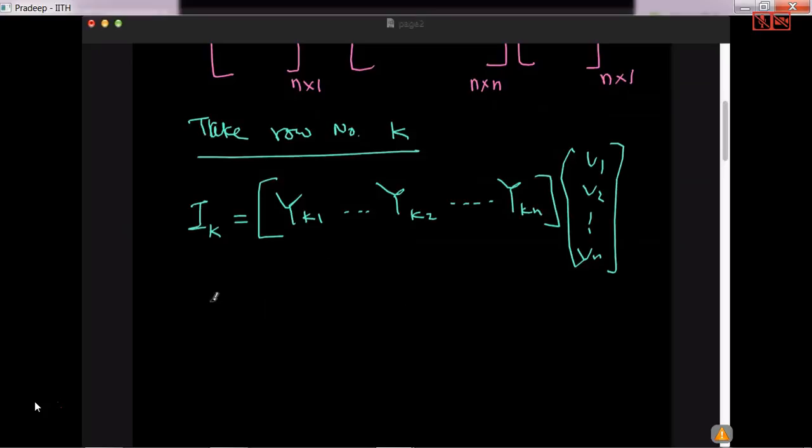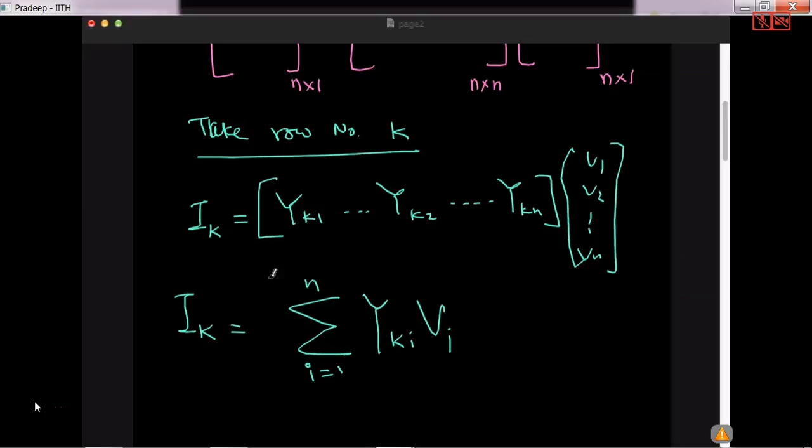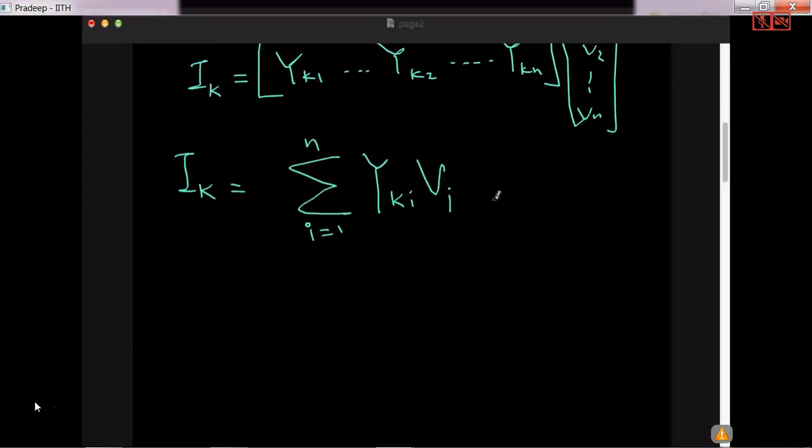Or in other words, Ik equal to summation of i equal to 1 to n Yki Vi. This you are familiar with. Now this is equation A. So what is the other equation for Ik?